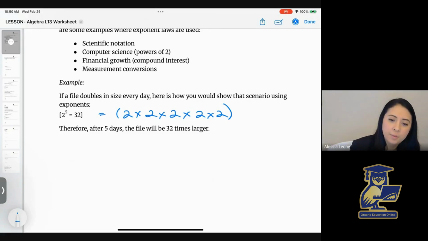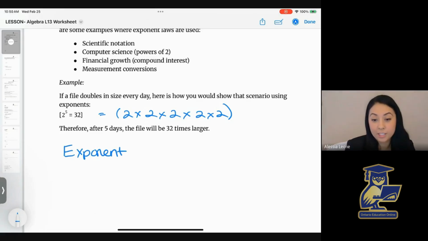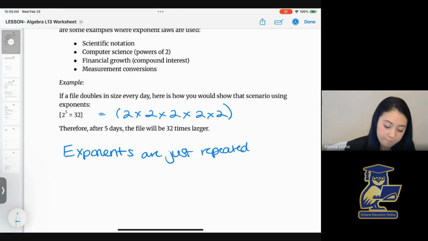Let's make a note actually at the bottom here. And we are going to write exponents are just repeated multiplication. Just so we remember.